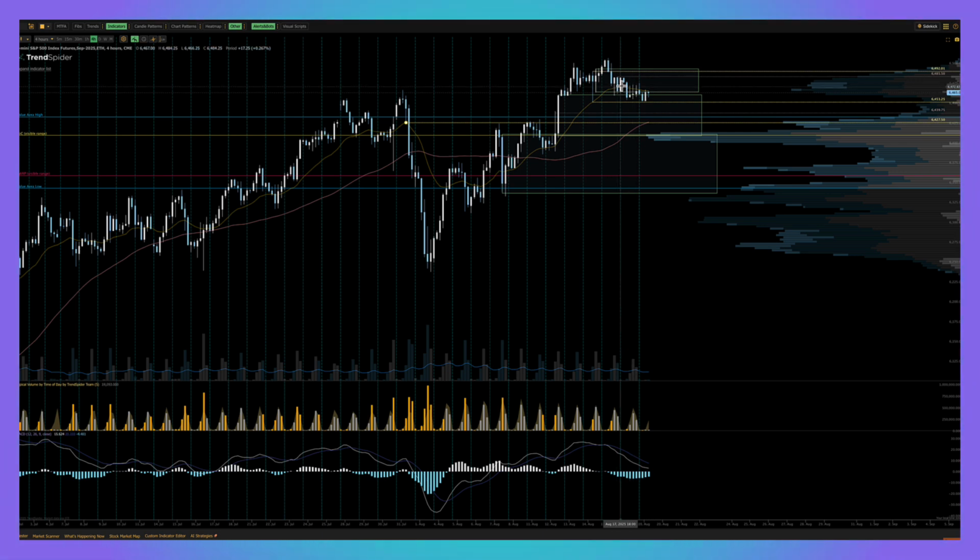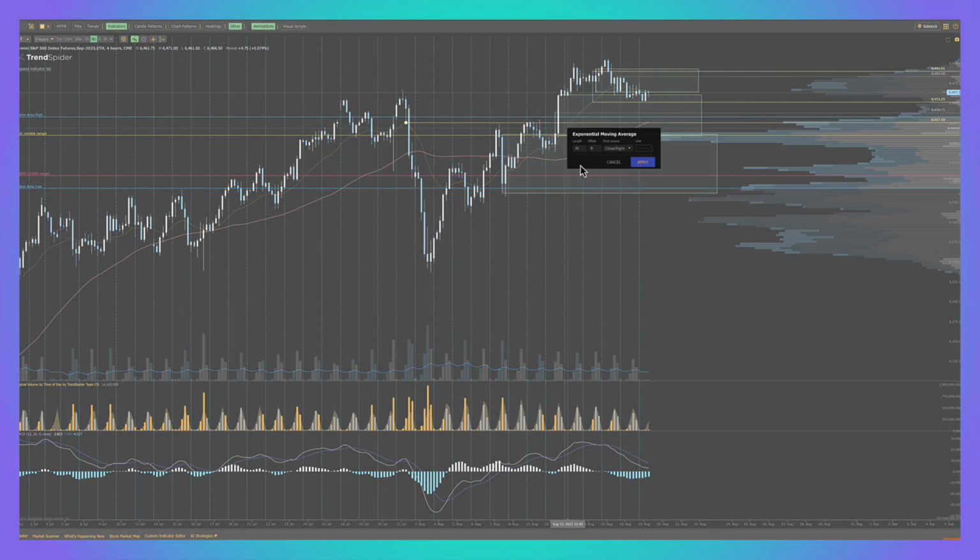However, we are now underneath a tight moving average, and I expanded this moving average out a little bit, and so I want to move it back to our 14. Oh, for the love of Pete. Properties. Here we go. Let's move this to 14.